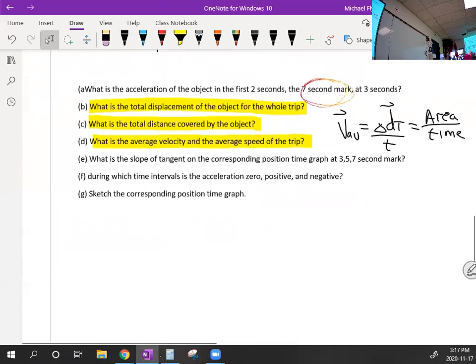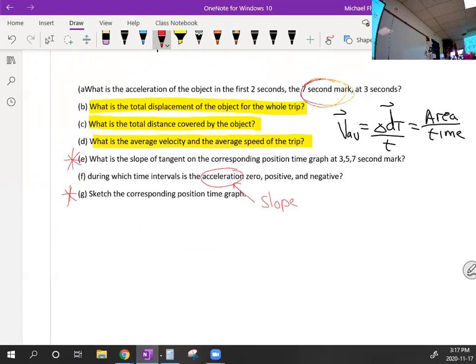Okay. Now it says, what is the slope of tangent on the corresponding position time graph at 3, 5, and 7 seconds? I would like to leave this question for tomorrow. So please skip it for now. And then it says, during which time intervals is the acceleration 0, positive, and negative? Okay, so the acceleration is just the slope. So just change that word to slope. And then you should be able to answer it. I would also like you to skip this question for now. Okay, just skip it for now.